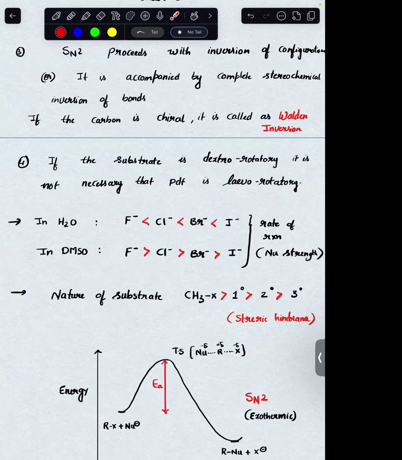Nature of substrate: methyl greater than 1 degree, greater than 2 degree, greater than 3 degree. This is written based on steric hindrance, not based on the strength of the bond. Because if you observe the strength of the bond, in 3 degree the C-X bond is weakest. Anyways, we are taking a negatively charged nucleophile, no? As a negatively charged nucleophile is taken, you need not worry about the strength of the bond. It can break it. Agreed.